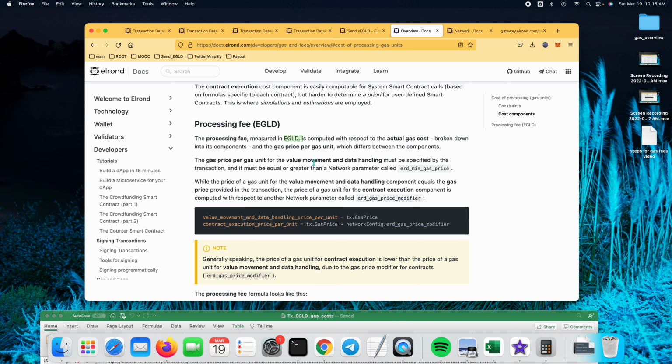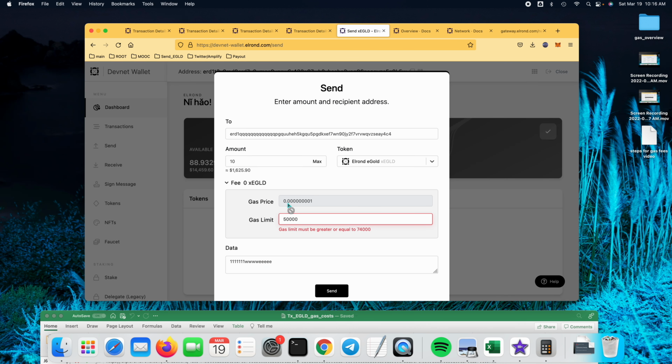The gas price per unit for the value movement must be specified by the transaction and must be greater than the network parameter called ERD minimum gas price. The gas price unit for the movement and data must be specified. So by must be specified, they don't necessarily mean you have to put it in. So it is specified right here, but you can't change that.